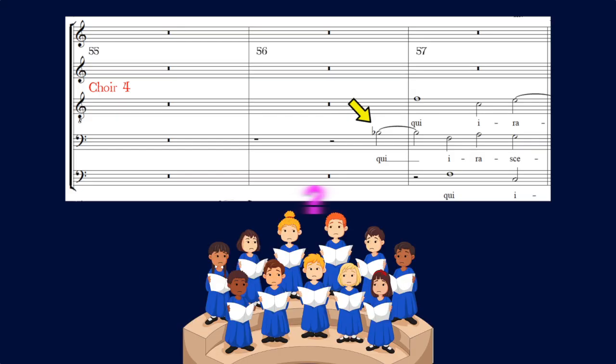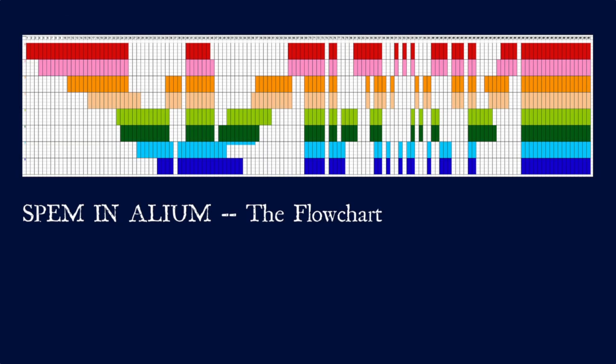Now I realize that this is rather less than helpful, so let's take a look at the context. Here is the diagram from my original video, showing how the various choirs operate in Spem. The choirs enter in sequence, then there's a moment where everyone sings, and then the music progresses back up, as it were, from choirs 7 and 8 towards choirs 1 and 2. The crucial moment, measure 56, is in this passage here.